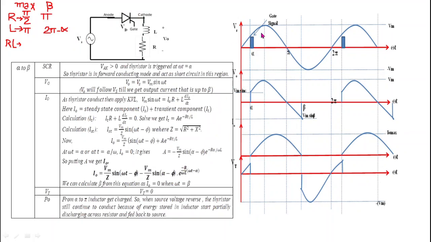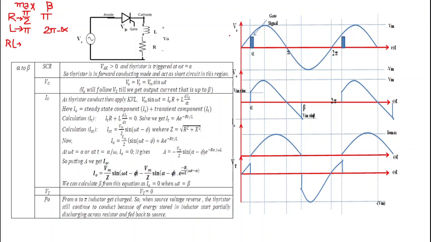Now next is the operation of the circuit from alpha to beta. From alpha to beta, the anode to cathode voltage VAK is still greater than 0 and gate current is applied at omega t equal to alpha. So both the conditions to turn on the SCR are satisfied. First, anode to cathode voltage is greater than 0, and second, gate current is applied. When both conditions are satisfied, the thyristor gets turned on, or we can say that the thyristor is in forward conducting mode. During forward conducting mode, the thyristor acts as a short circuit.